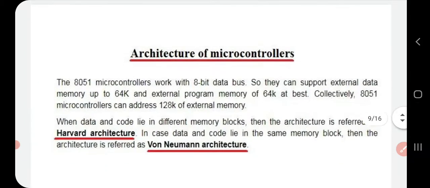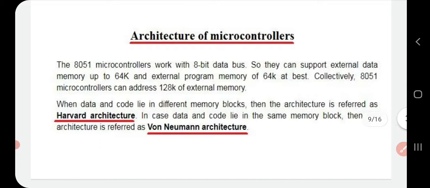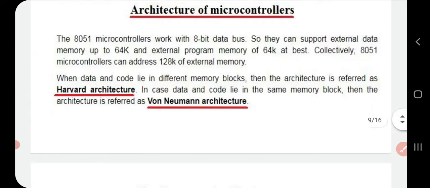Next, one important thing is the architecture of microcontrollers. 8051 is an example of a microcontroller. It is an 8-bit microcontroller. Generally speaking, the architecture of microcontrollers is classified into two: Harvard architecture and von Neumann architecture. It depends on where data and code lie. If both lie in different memory blocks, then the architecture is referred to as Harvard architecture. If data and code lie in the same memory block, then the architecture is referred to as von Neumann architecture. Let us see these two architectures in detail.